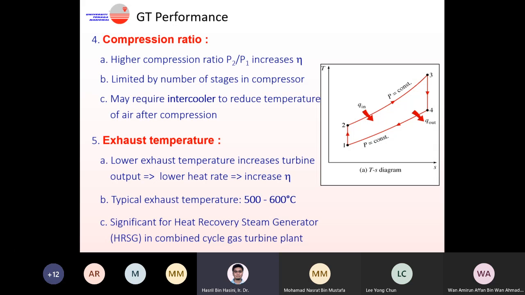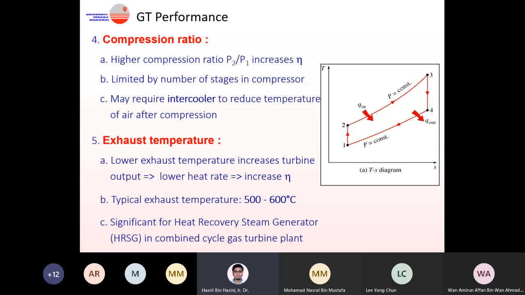Okay, when you talk about the compression ratio here, we might be requiring the intercooler, to reduce the temperature of air after the compression. So I will go into detail on what the intercooler is later on. And then we have another factor that affects the GT performance, which is the exhaust temperature. Okay, exhaust temperature, we are talking about the temperature of the gas that exits the turbine, the gas turbine.